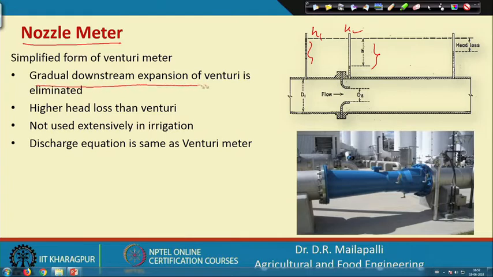Here the gradual downstream expansion of the Venturi is eliminated, so there is a higher head loss than the Venturi. If you see the head loss, it will be more than the Venturi. It is not used extensively in irrigation water measurement, and the discharge equation is the same as for the Venturi meter. You can use the same equation for the nozzle meter.